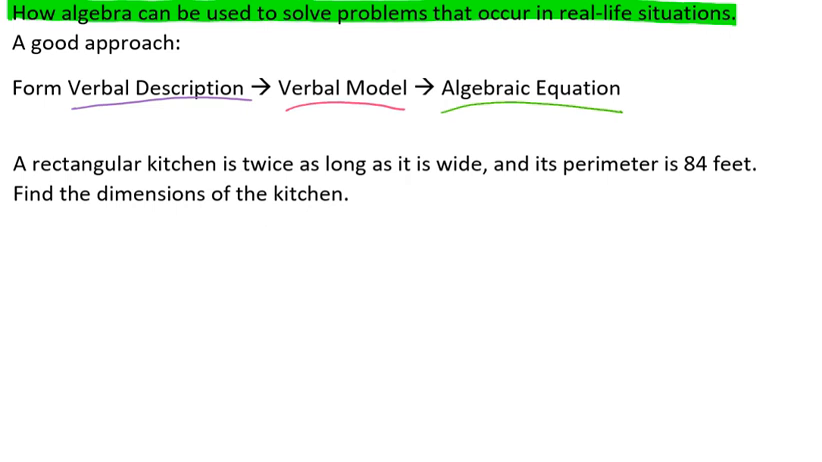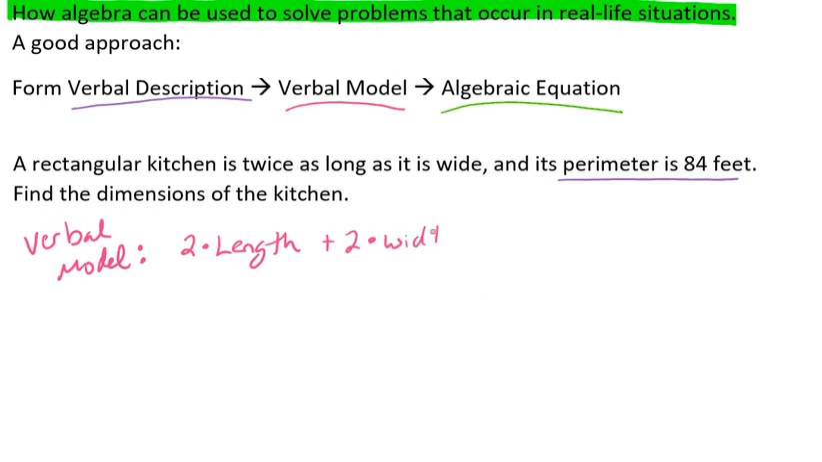So here we're talking about length and width and perimeter. So perimeter is kind of a clue that helps us with this because we know the equation for perimeter. So let's set up our verbal model. Our verbal model is that we have 2 times the length plus 2 times our width, and that's what equals our perimeter. Right? That's our equation.